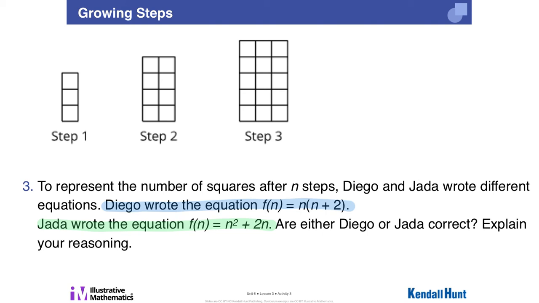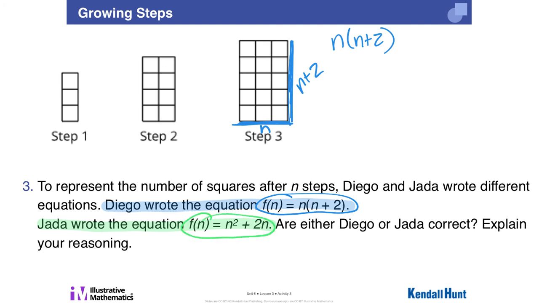Looking at number 3 here, Diego and Jada saw this pattern in 2 different ways. Diego wrote the equation f of n equals n times n plus 2. So let's just see where he finds that pattern here. Looking at step 3, our step number is the number of columns we have going across, and then the number of rows we have going up and down is n plus 2. So to find the area, or find the number of total squares there, you could do n times n plus 2.